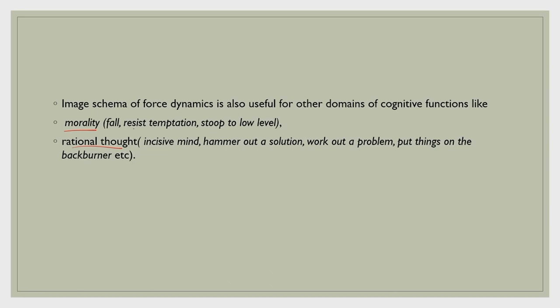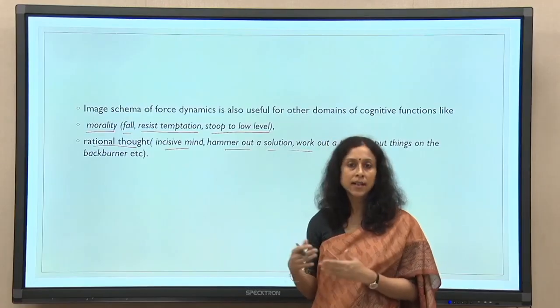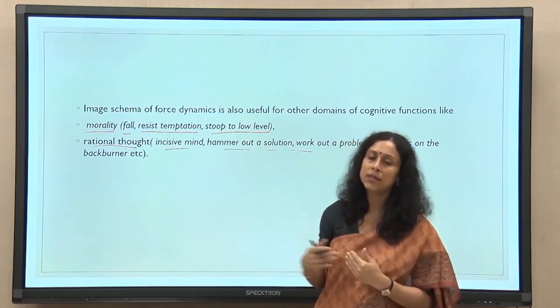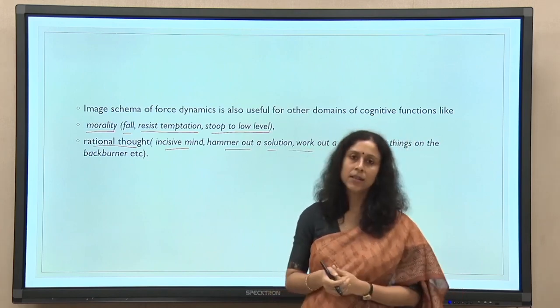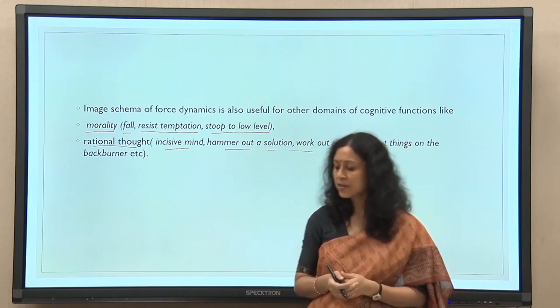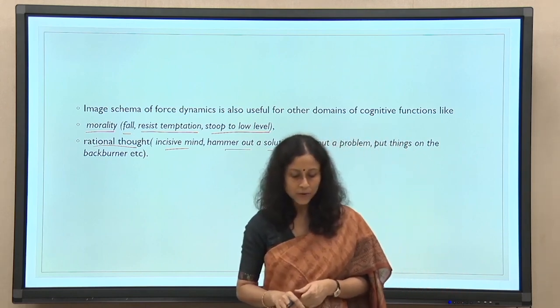Very often we use words like resisting temptation. We often talk about politicians stooping too low and falling for a temptation. Similarly, rational thought also uses various ways of looking at a scenario through force dynamics. So, this is the basic understanding of image schema in various domains of experiential, perceptual interaction of the body and the environment, and how this actually looks in language. In the next class, we will look at it in a more detailed fashion with more examples from many other domains. Thank you.